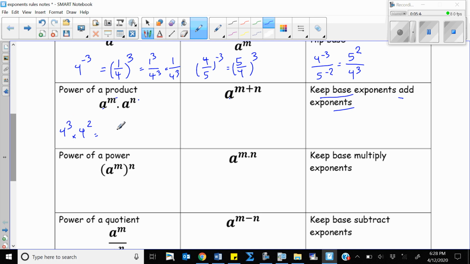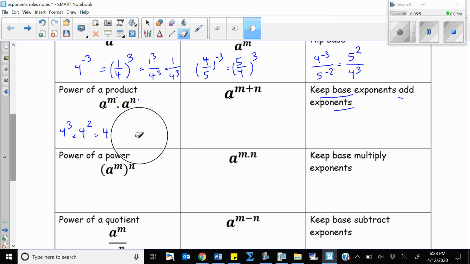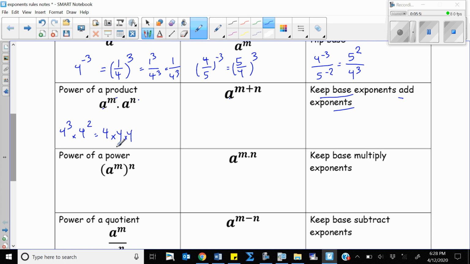4 to the power of 3 is basically 4 multiplied by itself 3 times. And 4 to the power of 2 is 4 multiplied by itself 2 times. So how many 4s do we have here? It's 1, 2, 3, 4, 5. So this will be equal to 4 to the power of 5. And if you notice, 5 is basically 3 plus 2.